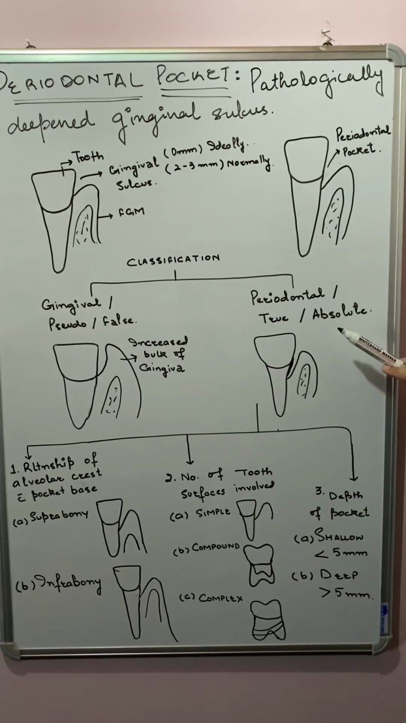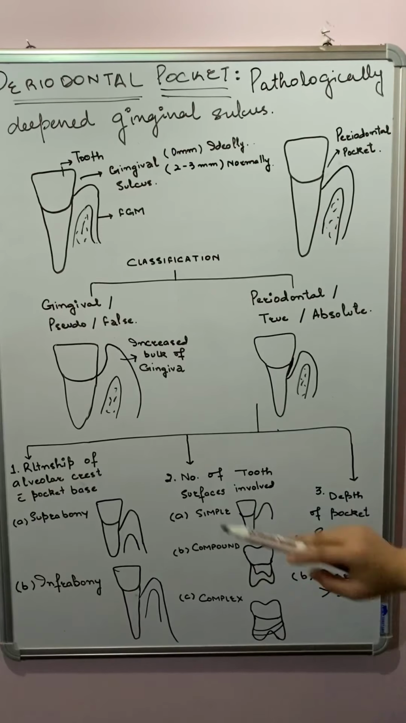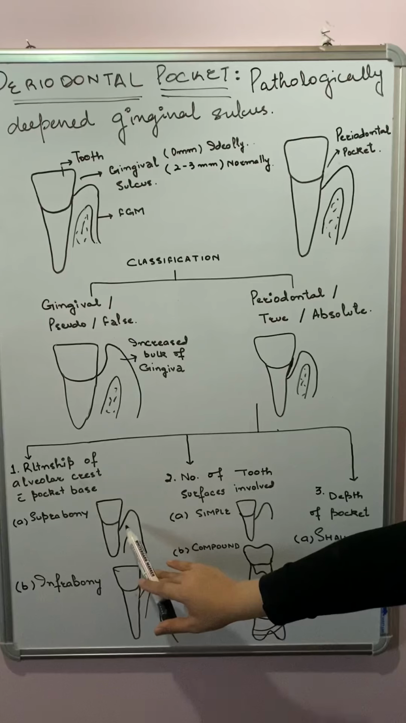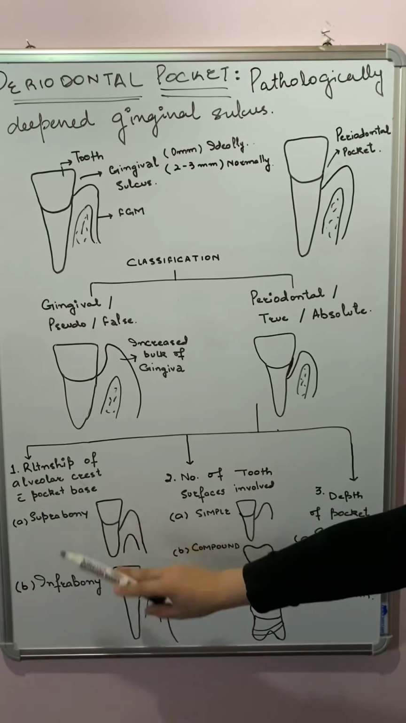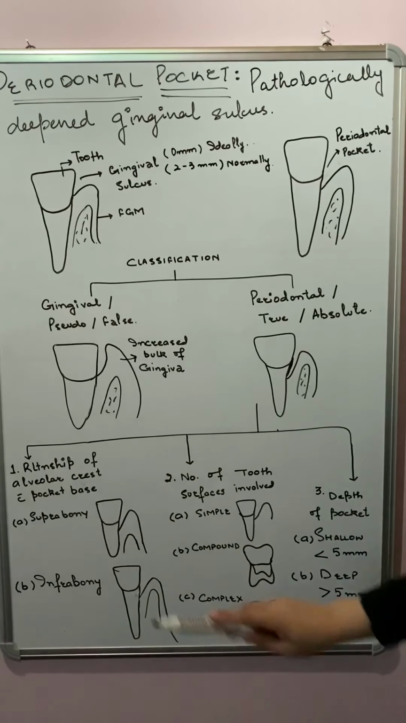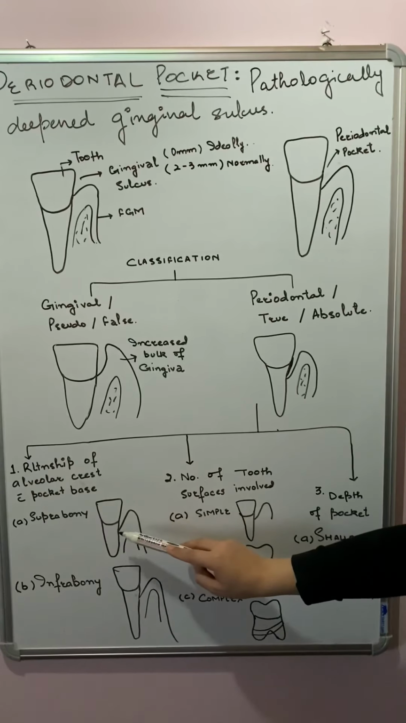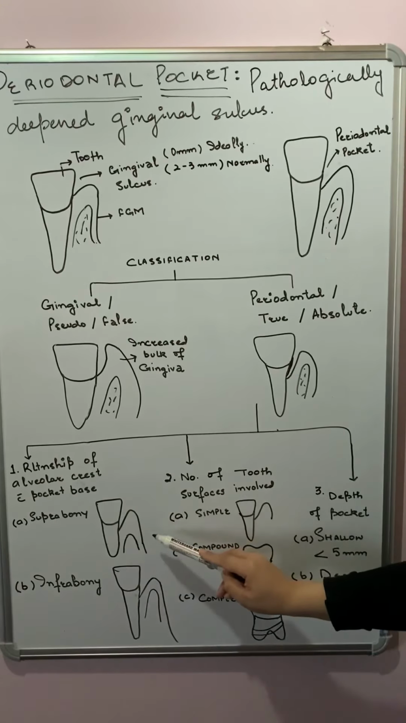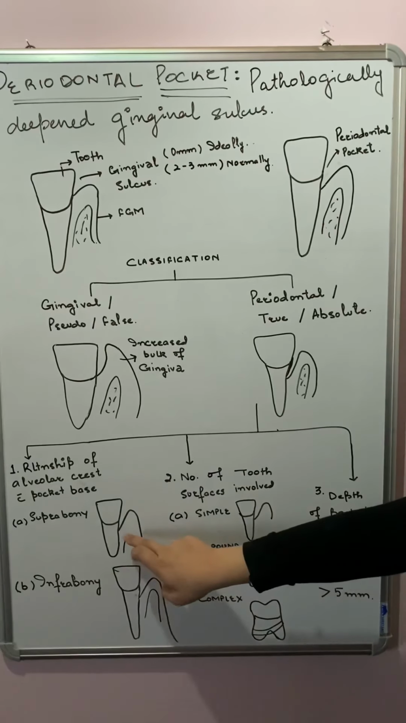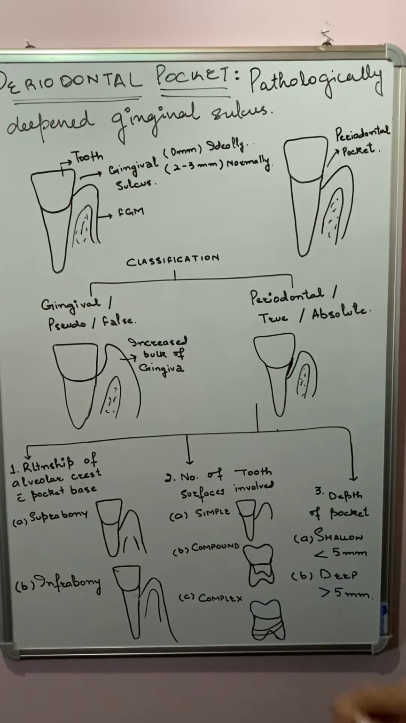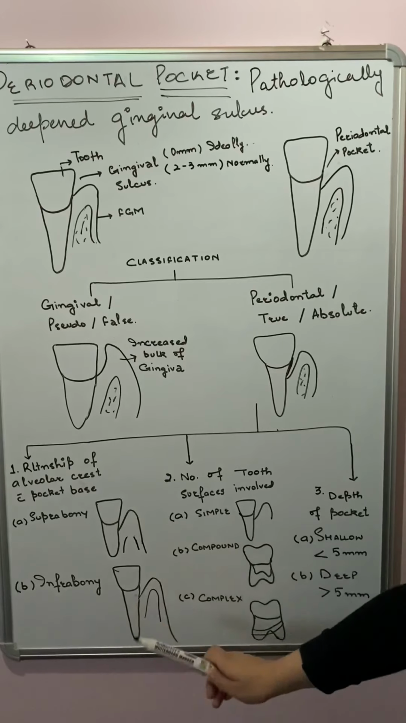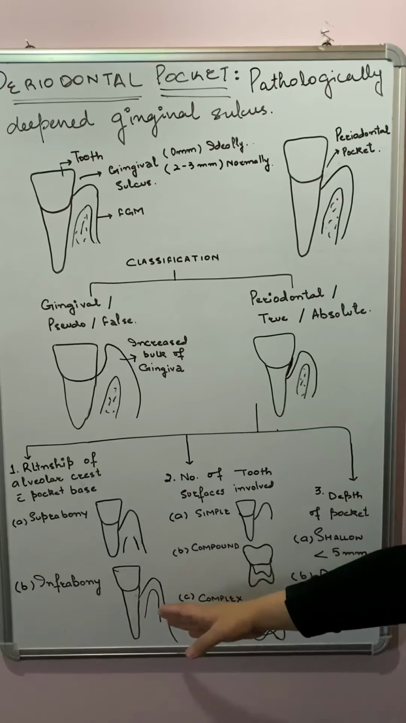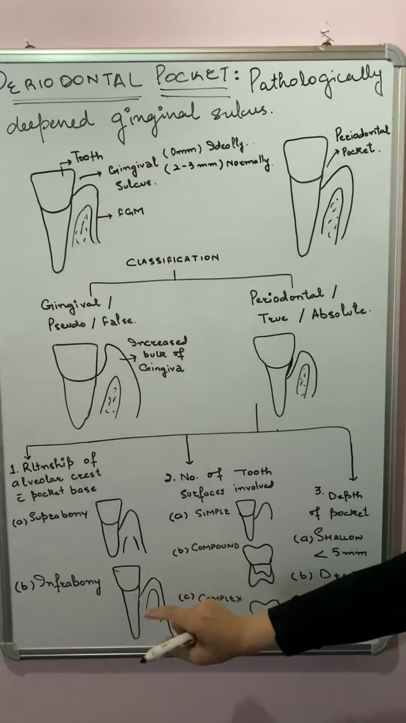The periodontal pockets are further classified, first on the basis of relationship of alveolar crest with the pocket base. On that basis, we have the suprabony and the infrabony pockets. In case of suprabony pocket, the base of sulcus lies coronal to the crest of alveolar ridge and shows a horizontal pattern of bone loss. So the bone loss occurs over here. However, in case of infrabony pocket, the base of sulcus lies apical to the crest of alveolar ridge. So there is vertical pattern of bone loss which occurs in this manner.